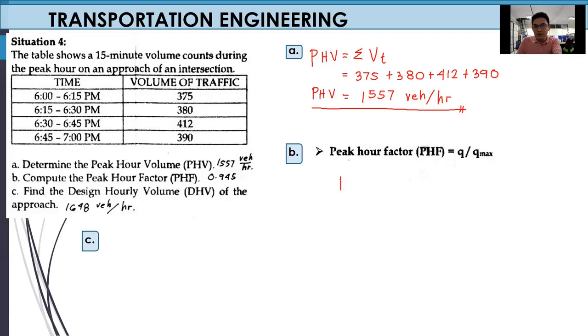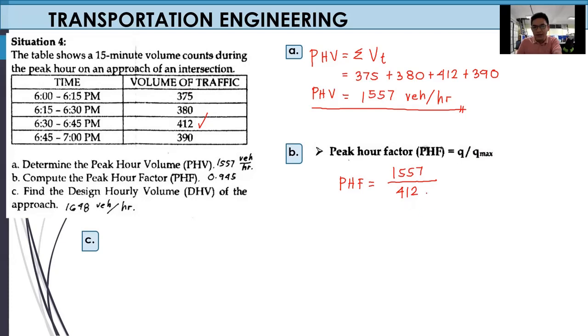So, lagyan lang natin sa that is PHF. Yung Q natin is yung kabuuan, while yung Q max natin is yung specific na maximum natin na Q. So therefore, here we have our volume, no? Peak hour factor natin. It is volume, yung kanina, 1,557 divided by yung ating Q max, no? Na maximum siya na volume in that specific time, which is yung 412. Yan, yung pinakamalaki sa kanilang apat. So, 412.